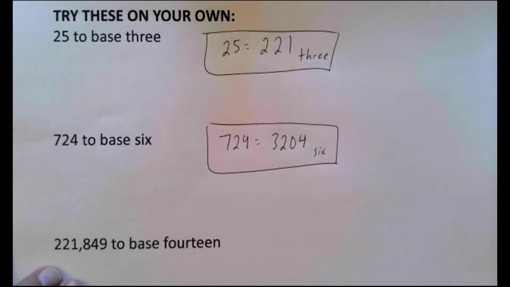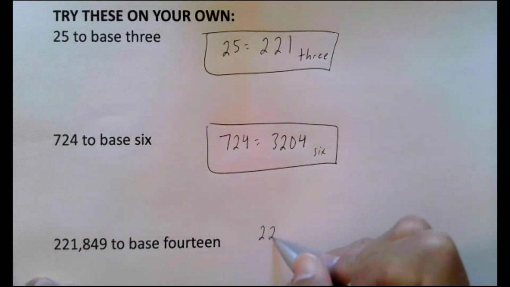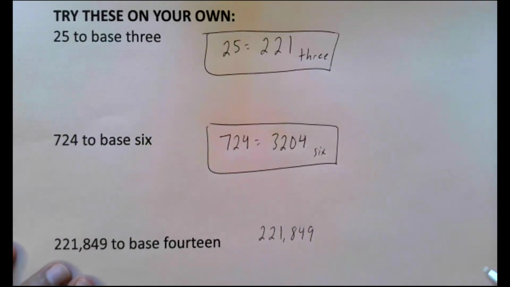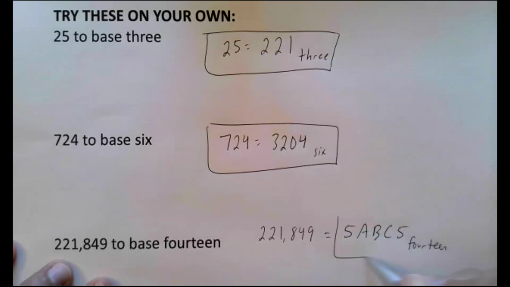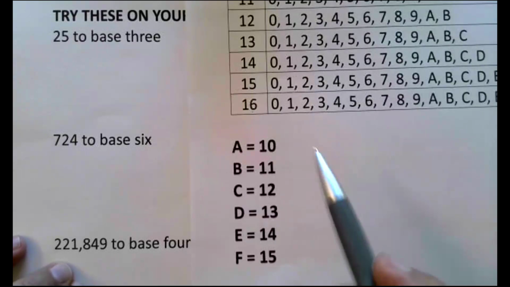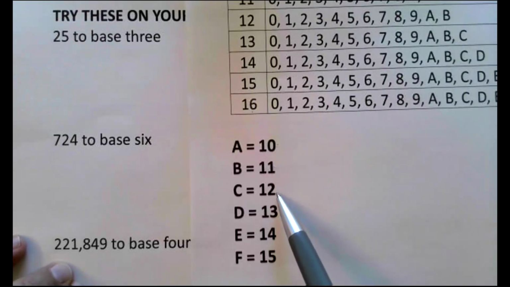And then finally, if you convert, it's a tough one, 221,849 into base 14, you're going to have a lot of letters in this one. I purposely finished with a difficult one. It is equal to 5ABC5 base 14. Remembering that A, B, C actually stand for these numbers here.